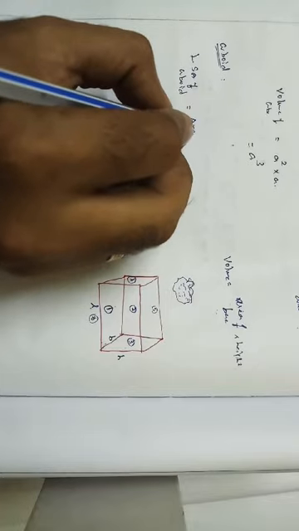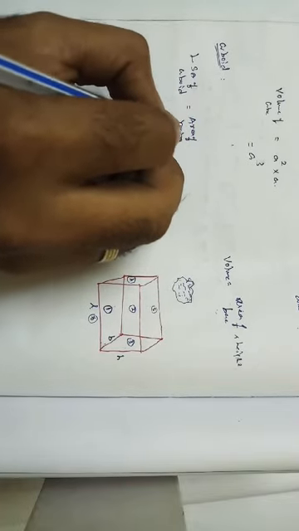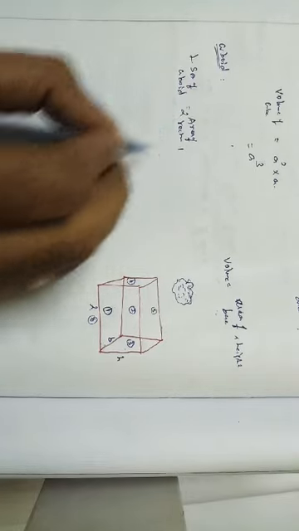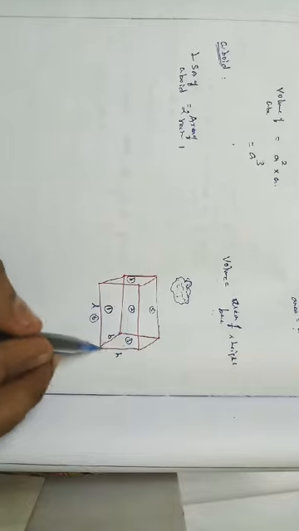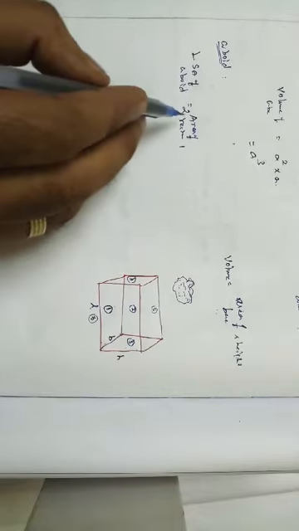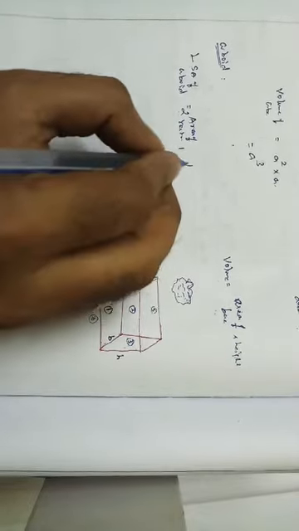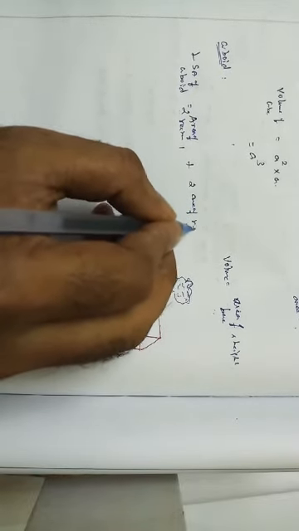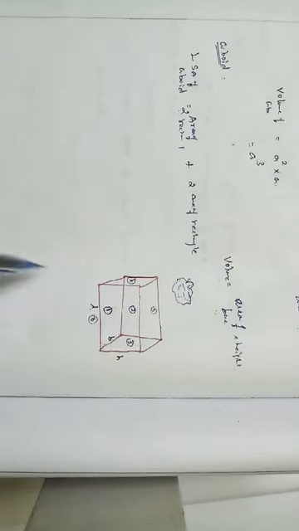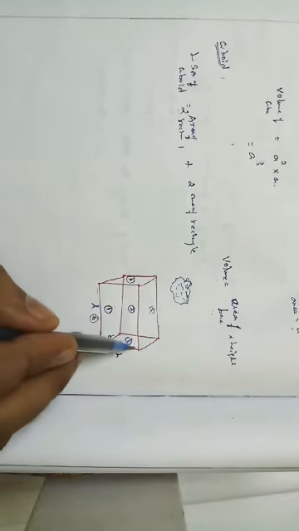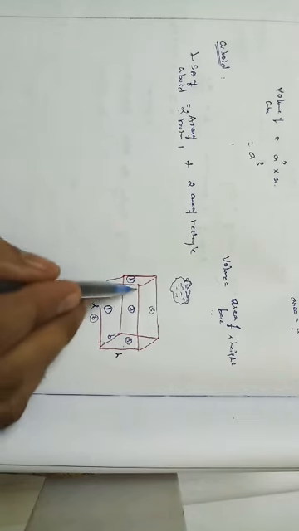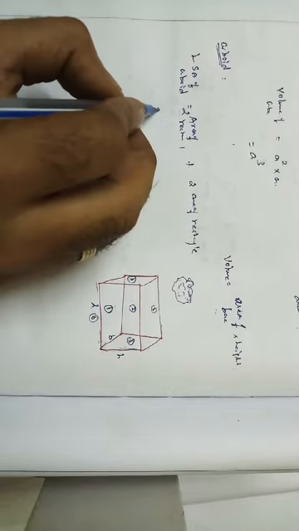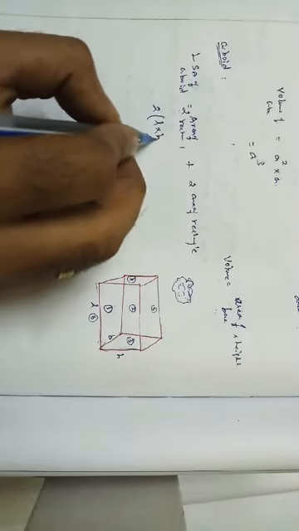So area of rectangles 1 and 2 is 2 times the area of rectangle 1, which I have assumed, plus 2 times the area of rectangle 3. What is the formula for the area of a rectangle? Length into breadth. So this rectangle is length into height. Understood? So 2 into L into height.